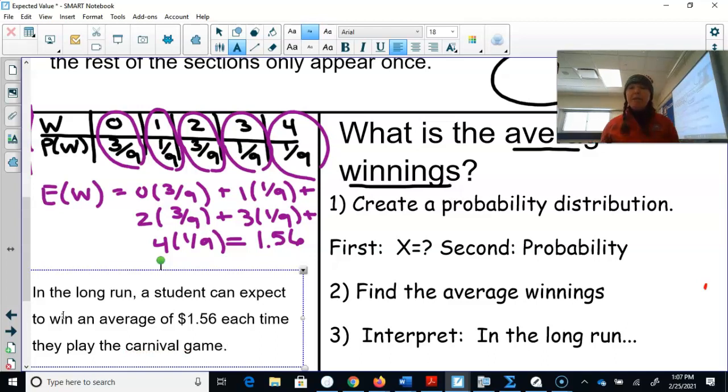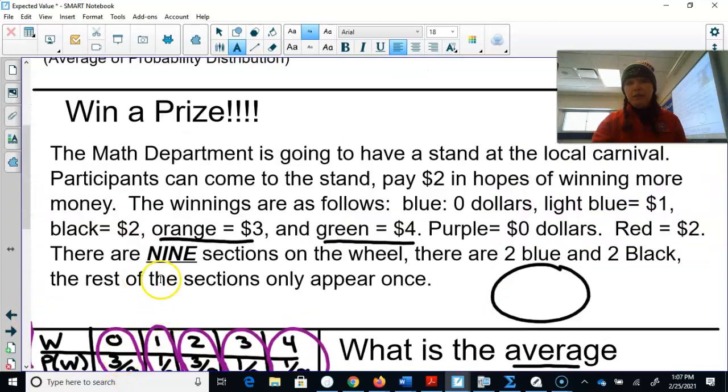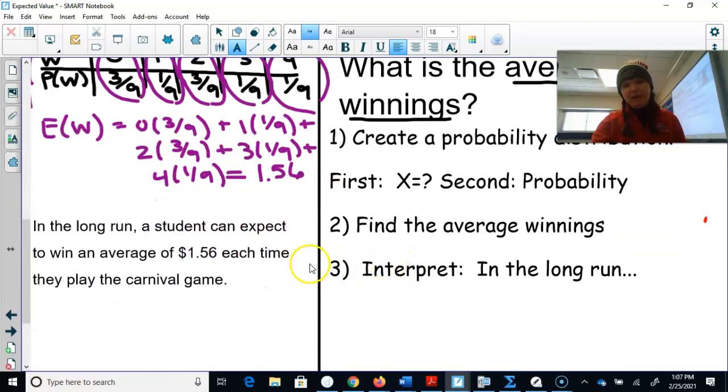Now, there can sometimes be follow-up questions. A follow-up question might be, does it make sense for this person to play? Well, what do you guys notice? We have to pay $2 in hopes of winning money. And in the long run, it's saying, hey, $1.56 is how much we're going to win per game. Well, if we have to pay $2 for it and we only win $1.56, does it make sense for us? No. It does make sense for the math department, right? That means they're making money in the long run each time a person plays, okay?